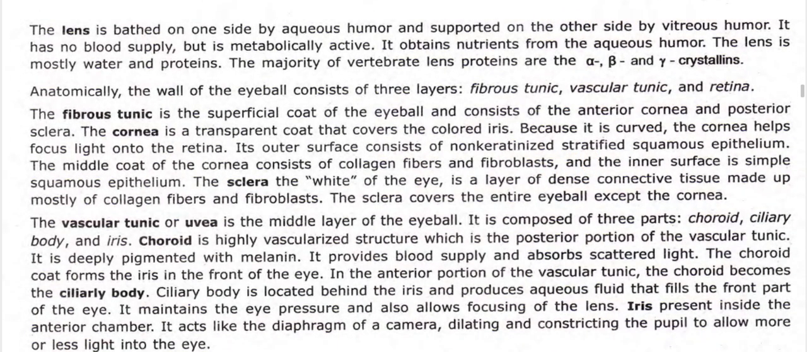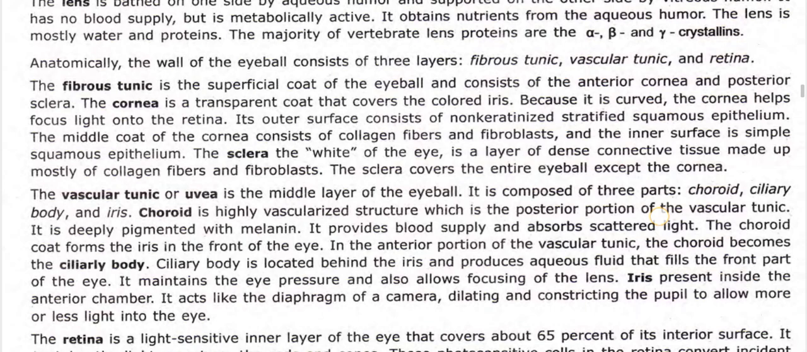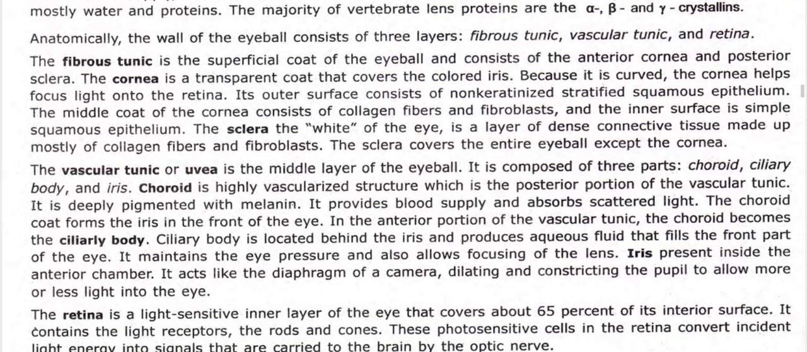Okay. The lens is bathed on one side by aqueous humor and supported on the other side by vitreous humor. It has no blood supply but is metabolically active. It obtains nutrients from the aqueous humor. The lens is mostly water and proteins. The majority of vertebrate lens proteins are the alpha, beta, and gamma crystallins.